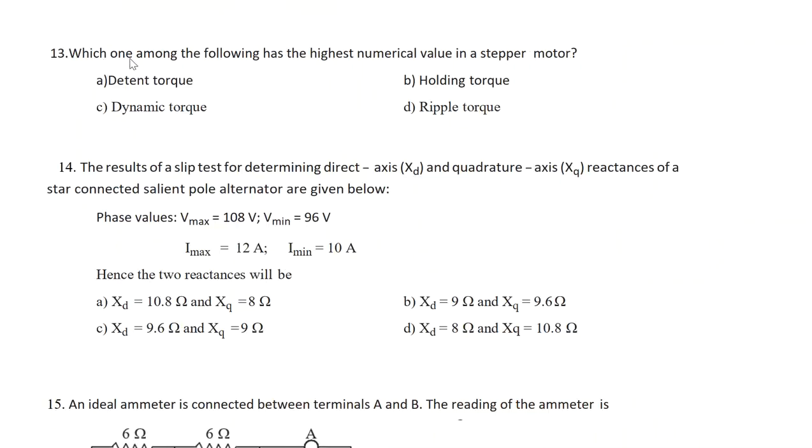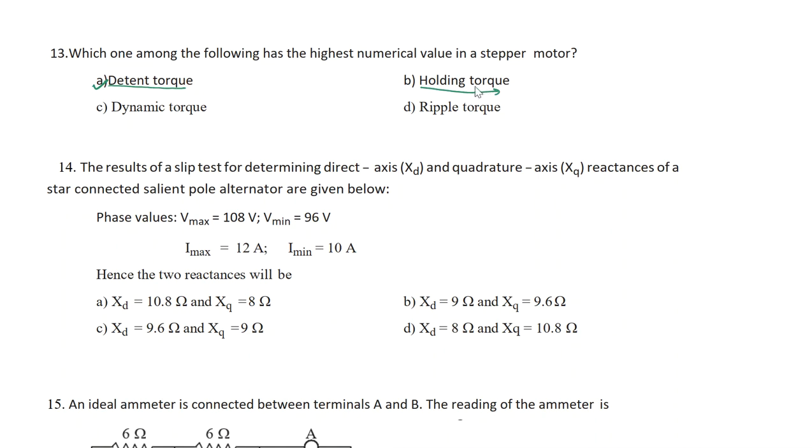Next question. Which one among the following has the highest numerical value in a stepper motor? The highest numerical value is the detent torque. So what is this detent torque? Detent torque holds the position of the rotor at the same place when there is no electrical supply given to it.